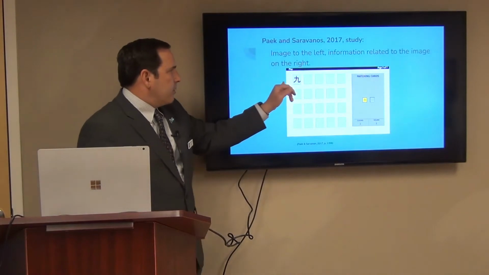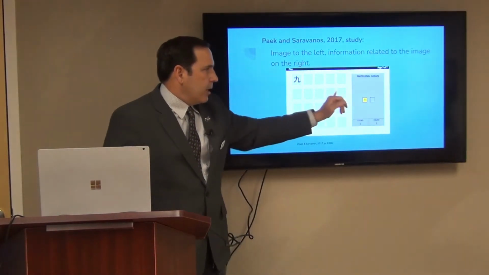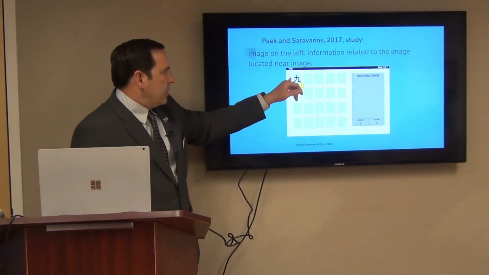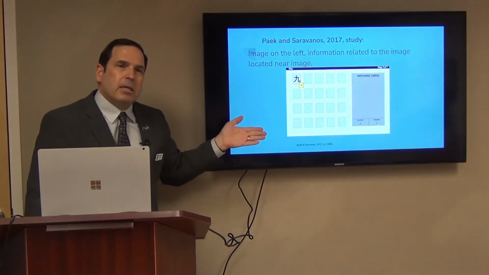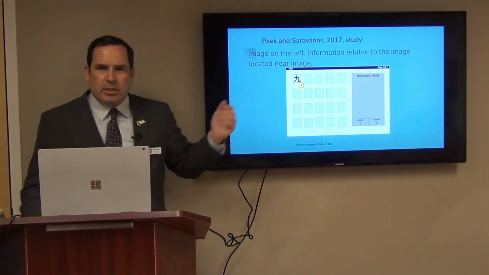In the case where they had the symbol and the information far away, it would look like this. In the third case, they would have the Chinese symbol and the number nearby. This one represents the spatial contiguity principle. And students did much better with this one.